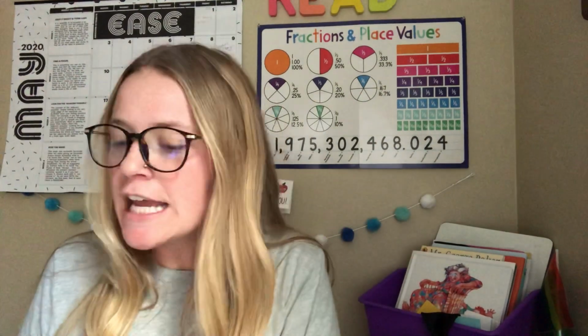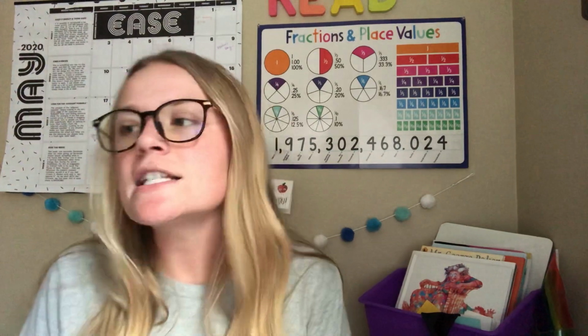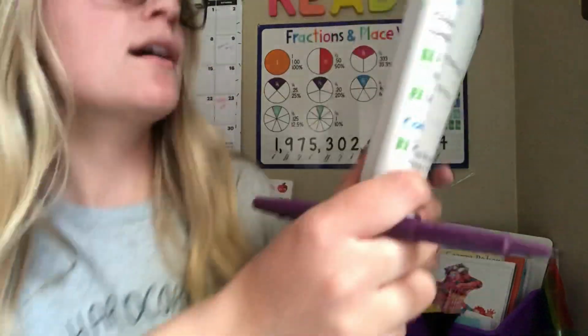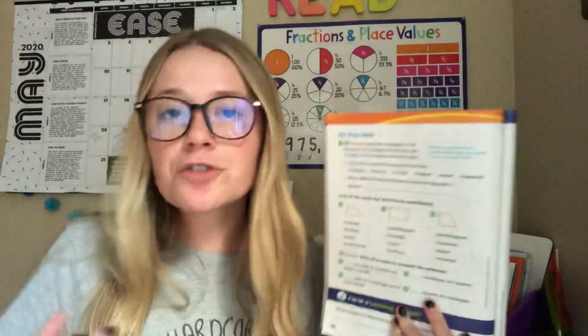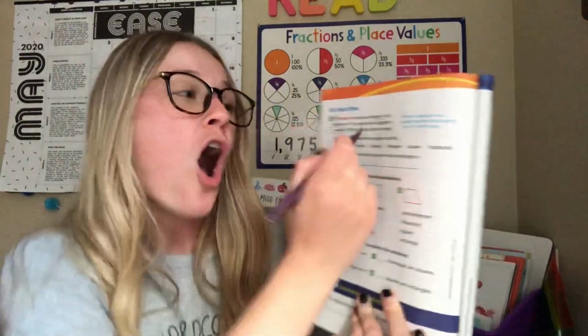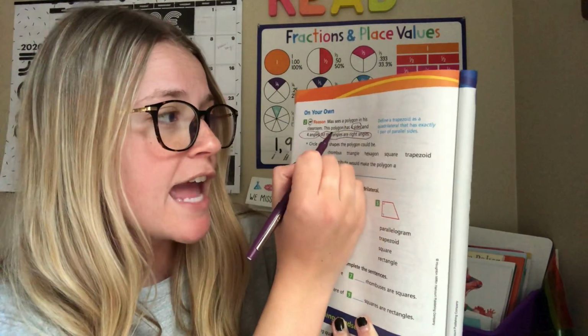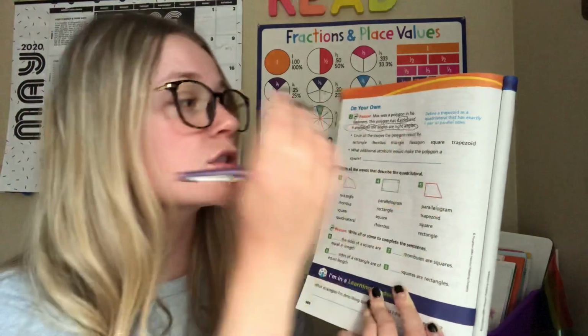Last page, it says, Max sees a polygon in his classroom. This polygon has 4 sides and 4 angles. All the angles are right angles. Circle all the shapes this polygon could be. So the defining characteristics, 4 sides, 4 angles, that's all quadrilaterals. All the angles, here's where it gets tricky, all the angles are right angles.